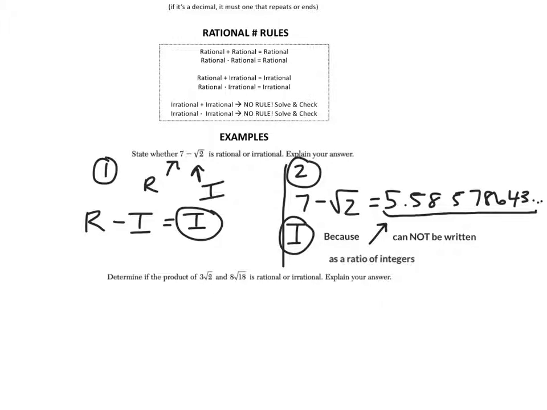Okay, so let's look at the next example. Determine if the product of 3 square root of 2 and 8 square root of 18 is rational or irrational. Explain your answer. So let's go through piece by piece. 3 square root of 2 is going to be an irrational number because 2 is not a perfect square. 8 square root of 18 is also going to be an irrational number because 18 is not a perfect square. And we have to do the product, which means multiplication.